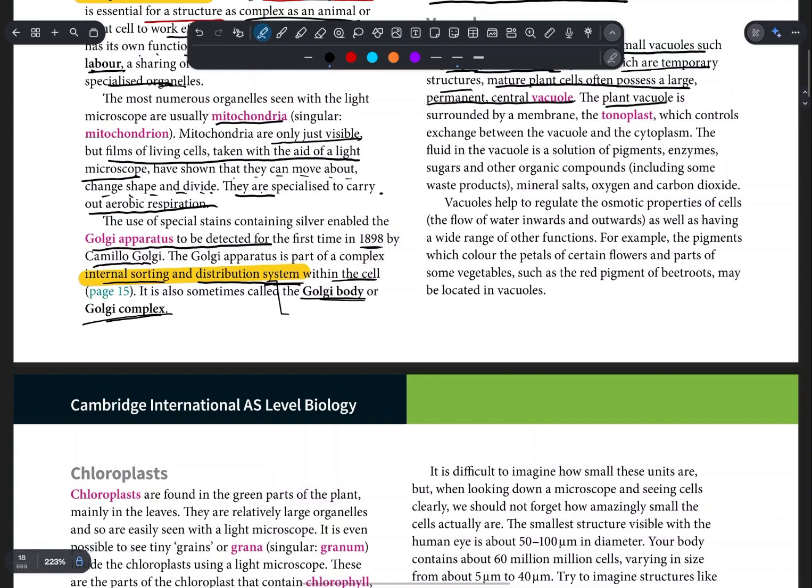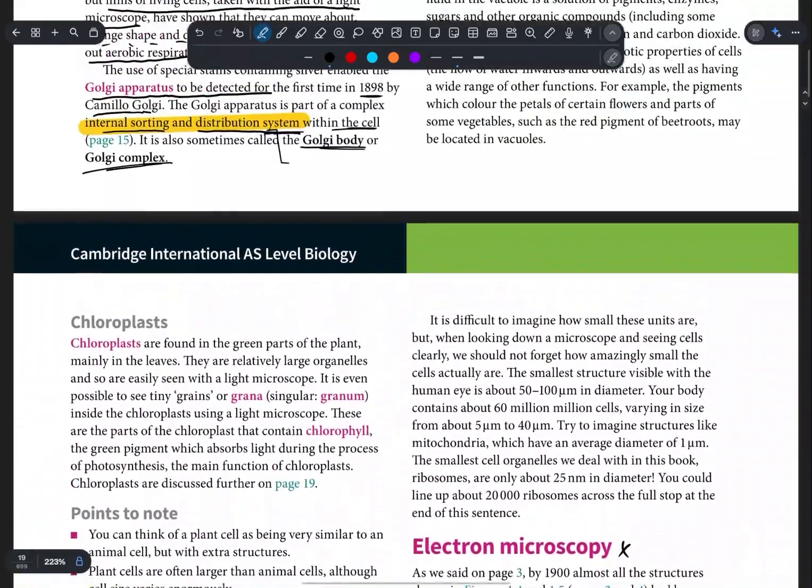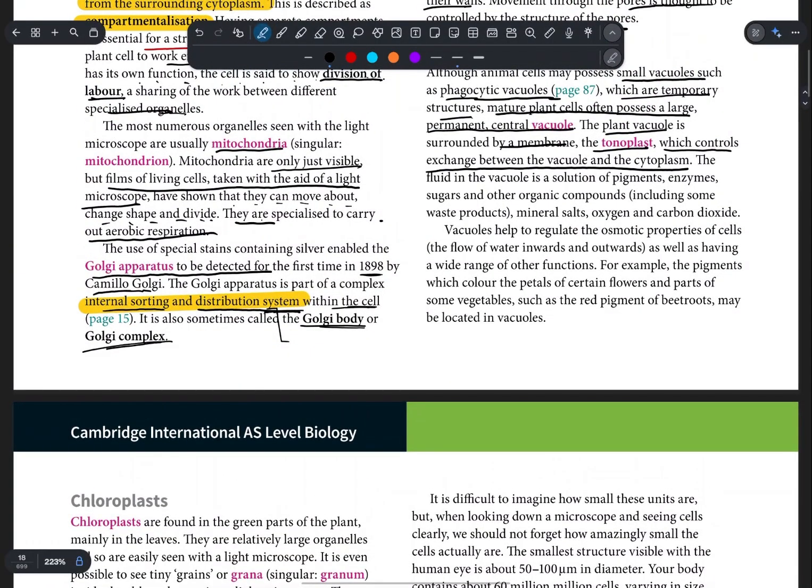The plant vacuole is surrounded by a membrane, the tonoplast, which controls the exchange between the vacuole and the cytoplasm. So what does a tonoplast do? It controls the exchange of material between the vacuole and the cytoplasm. And what does a vacuole store inside it? It generally stores excess material, okay? Any type of excess material.